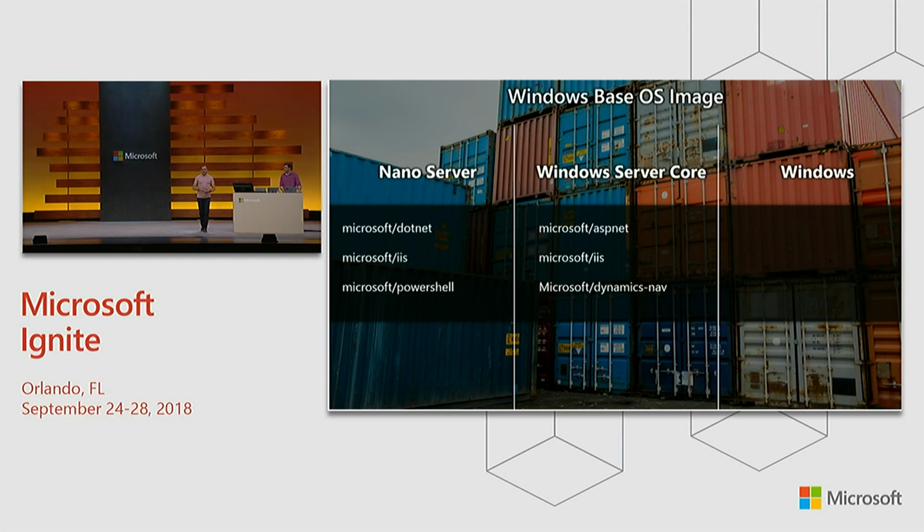So we also produce a set of images with the dependencies installed. These are official Microsoft images. We produce them. We maintain them. We patch them. They get updated every Patch Tuesday. So for NanoServer, that includes a .NET image that has included IIS. We're going to be deprecating that one as we move forward, focusing more on .NET Core. But it's there. And then a PowerShell image.